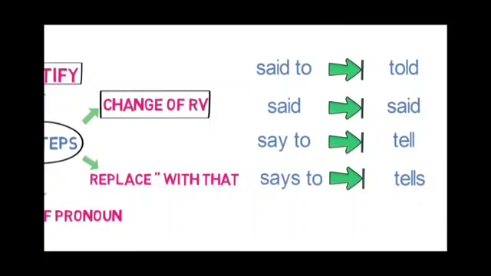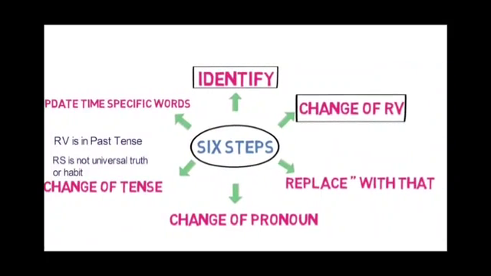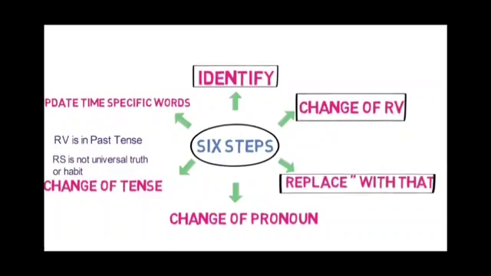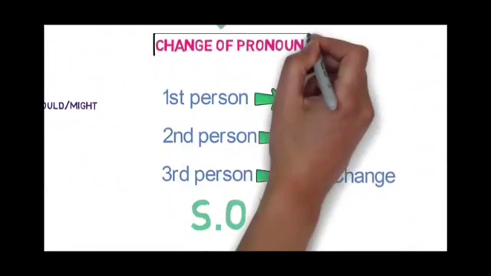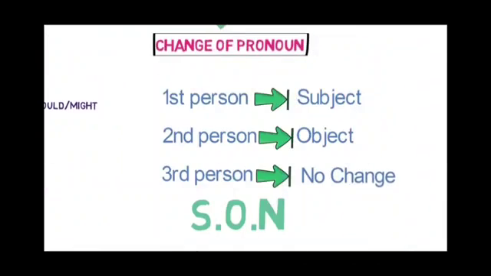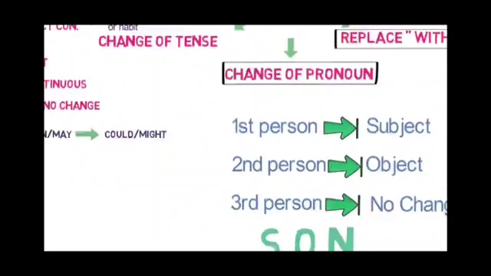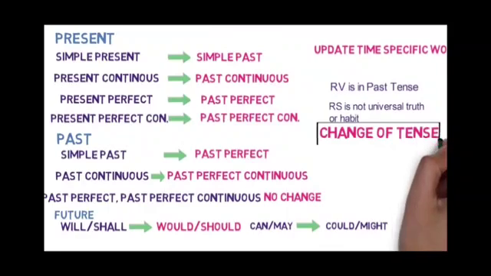Said to changes into told, said remains said, say to changes into tells, and replace with that also. That I told you, when there is an inverted comma, then you will change. Change of pronoun: I told you, first person will change according to the subject, second person will change according to the object. Now change of tenses.